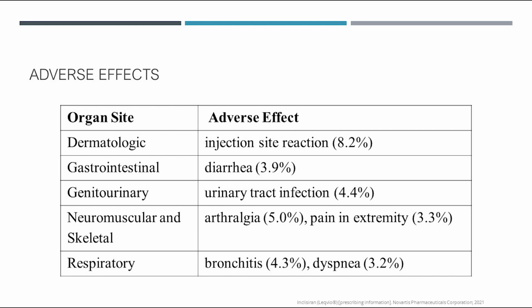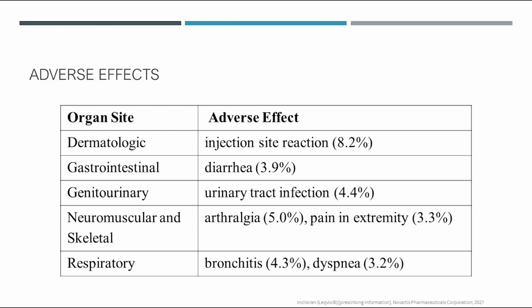In terms of dermatologic side effects, as you might expect, injection site reactions are the most common here at about 8.2%. Diarrhea is likely to happen in about 4% of the patients taking inclisiran. Urinary tract infections can occur in about the same amount of patients, about 4.4%. We also see some neuromuscular and skeletal adverse effects, including arthralgia and pain in the extremities at about 3 to 5%.